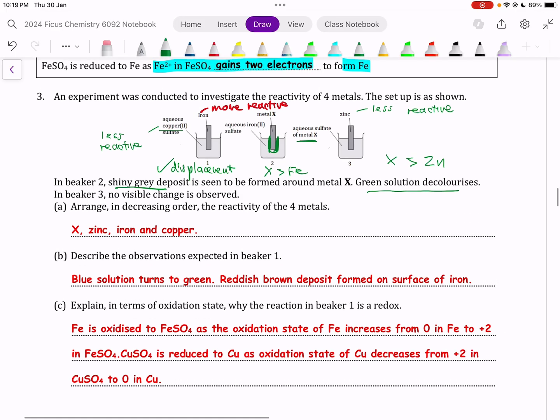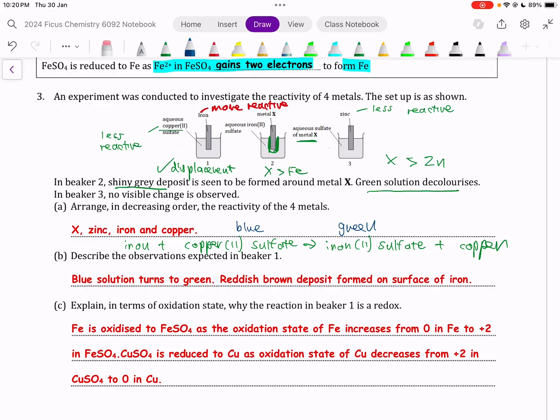So what happens in beaker 1 is that the blue solution turns green, because iron plus copper(II) sulfate, iron is more reactive, so it will displace. That was the example just now. So you get iron(II) sulfate plus copper. This is blue, this is green solution. That's why the blue solution turns green. Then this is a reddish brown solid.